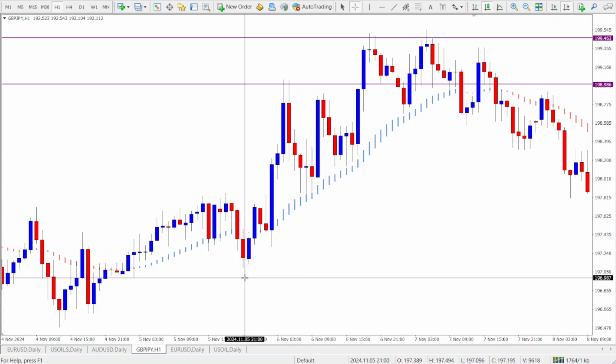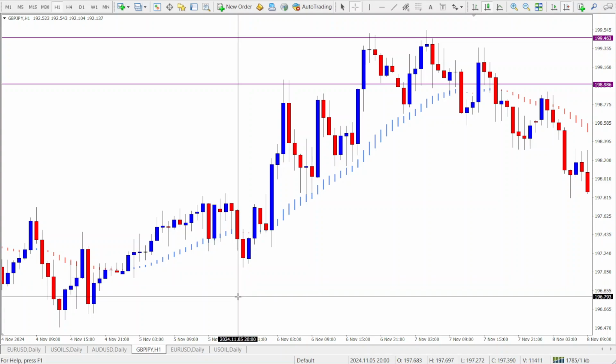Okay, so once you have done your calculation, you can then enter your trade with confidence after getting your confirmations. So that is it, quite easy.